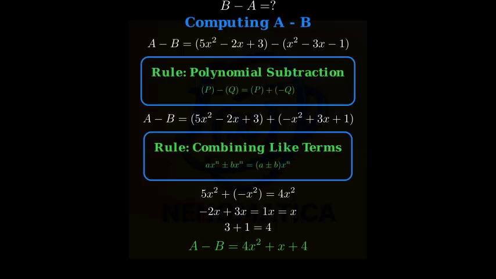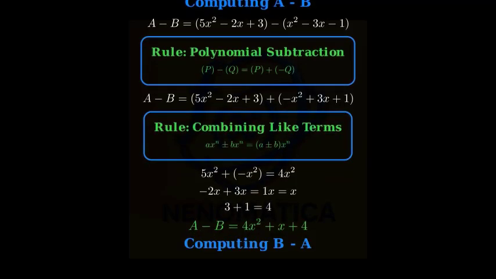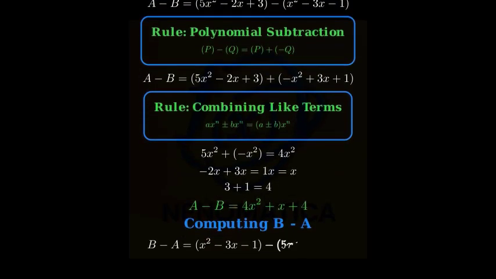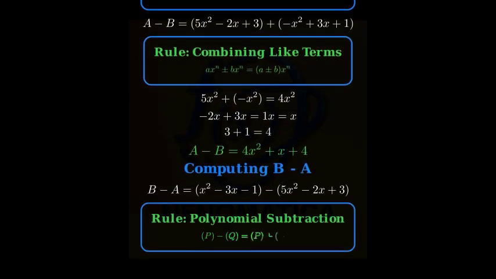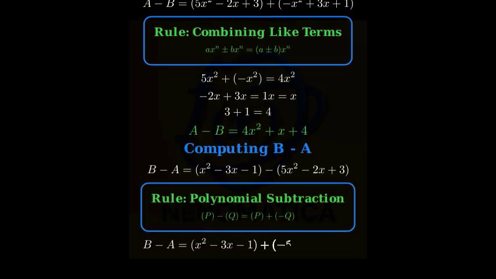Now, let's calculate b minus a. Similar to before, we'll start by substituting the polynomials. b minus a becomes x squared minus 3x minus 1 minus 5x squared minus 2x plus 3. Just like before, subtracting a polynomial means adding its negative, so we get x squared minus 3x minus 1 plus negative 5x squared plus 2x minus 3.